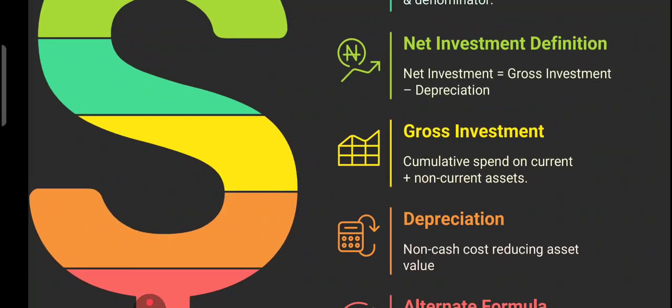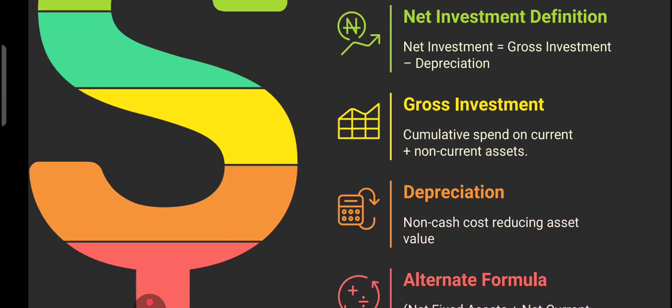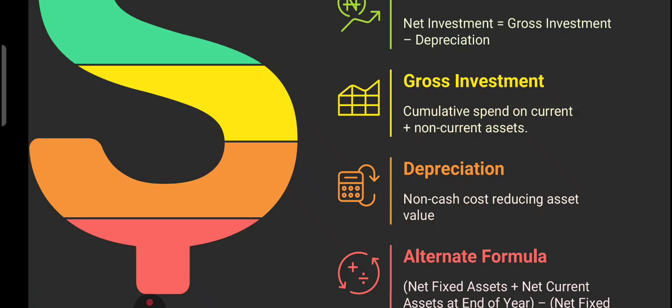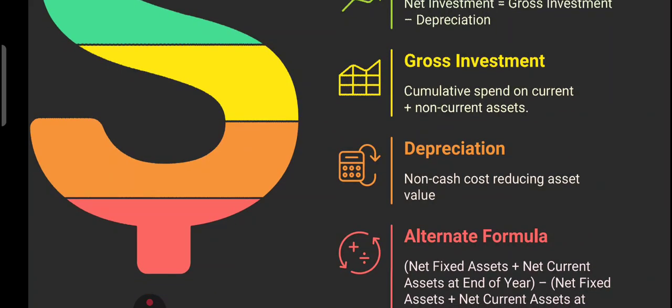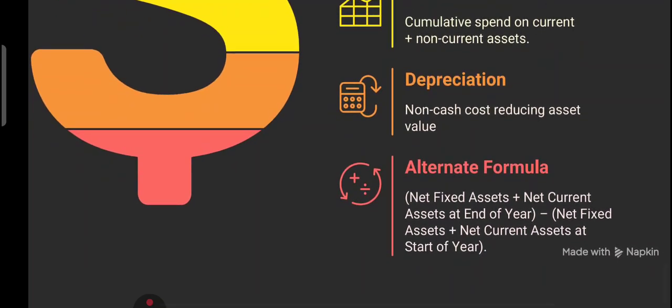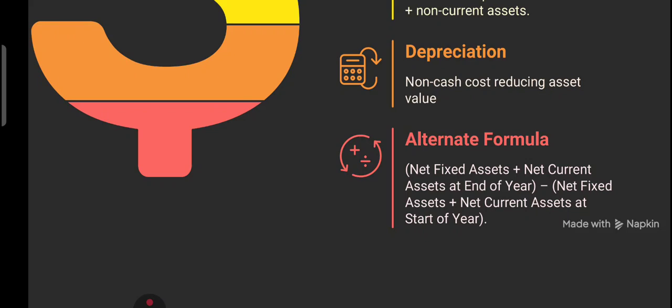Just like net salary is equal to gross salary minus deduction. Similarly, what is gross investment? It is the total money spent on both current and long term asset, everything from buying machines to upgrading technology. And what is depreciation? Over time assets lose value. Depreciation is the non-cash accounting method that reduces the book value of asset every year, reflecting this gradual loss. So there is an alternate formula: net fixed asset plus net current asset at the end of year minus net fixed asset plus net current asset at the start of the year. This gives a full year picture of how much net investment was made.